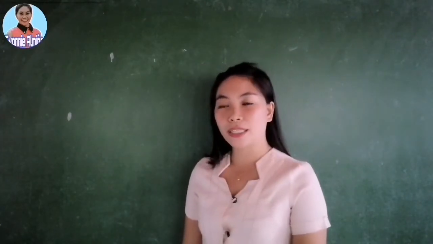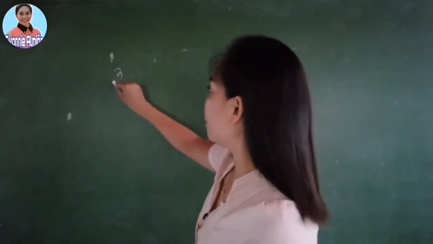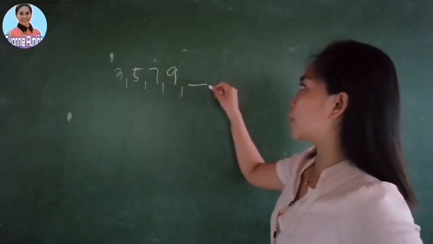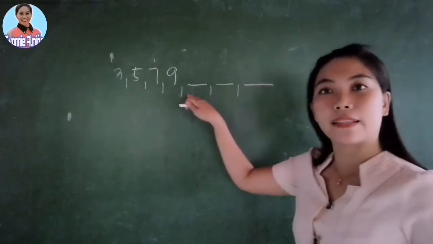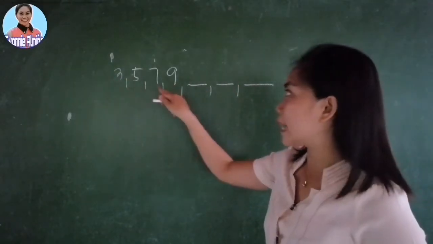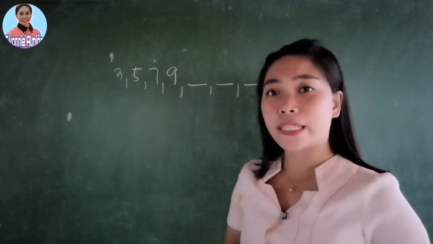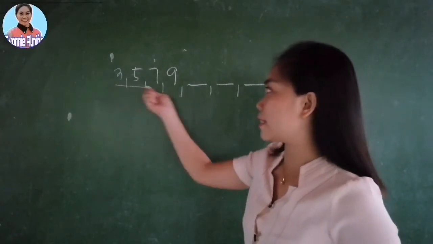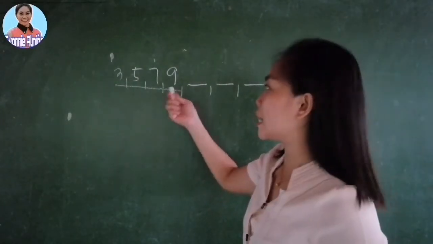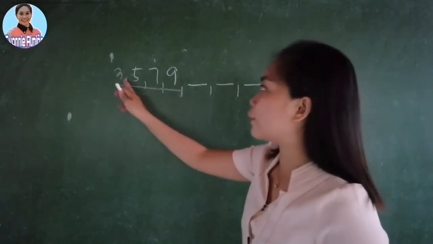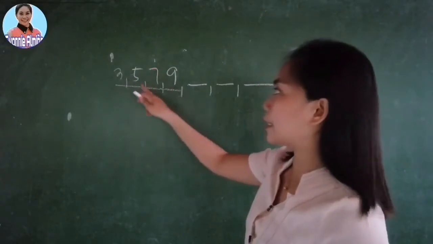So for example, we have to give the three next terms of this sequence: 3, 5, 7, 9. So we have the sequence 3, 5, 7, and 9. Of course, the first step is we have to look for the pattern. So what is the pattern in this sequence? As you can see, there is a pattern, which is a constant term being added to the preceding term to get the next term.